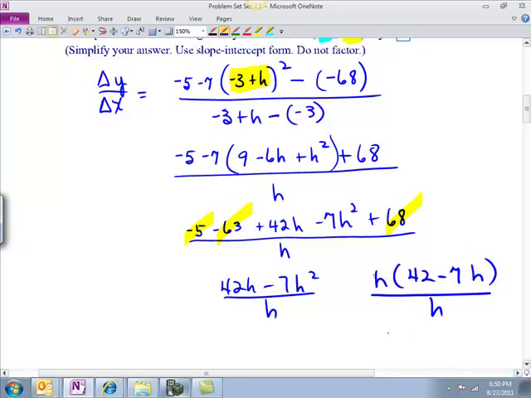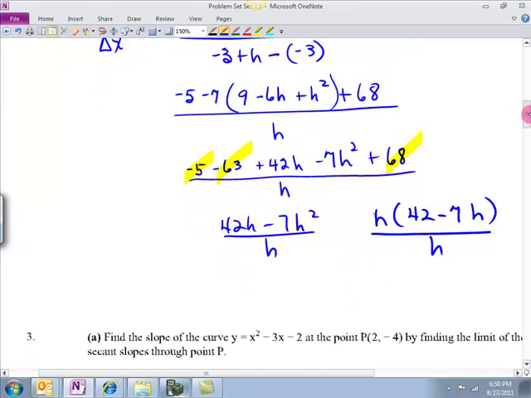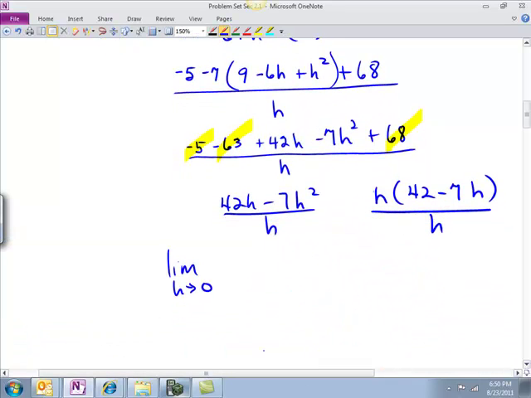Is that right? Okay, now, you wanted to do that because you are taking the limit as h approaches 0. And you couldn't do that if h were on the bottom, right? So this is good. We have to get h out of the bottom, and that's now gone. So we've got 42 minus 7h. So what do we get when h goes to 0? 42. So that's our slope for this line. Okay? So that's our m.